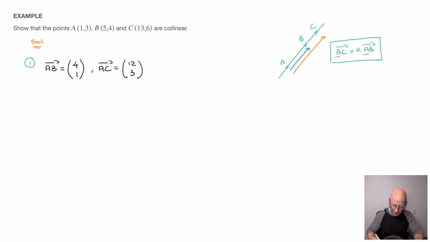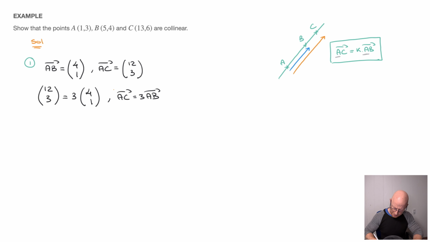And hopefully you'll agree that when comparing the components 4, 1 to the components 12, 3, we quickly see that the vector with components 12, 3 is 3 times bigger than this one. Indeed, 3 times 4 is 12, and 3 times 1 is 3. And in fact, I'll quickly write that out. 12, 3, or I should say the vector with components 12, 3, is equal to 3 times the vector with components 4, 1. In other words, vector AC is equal to 3 times vector AB.